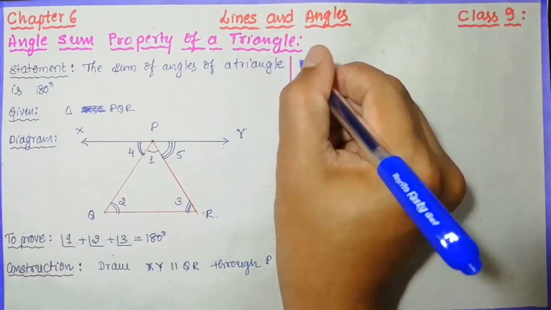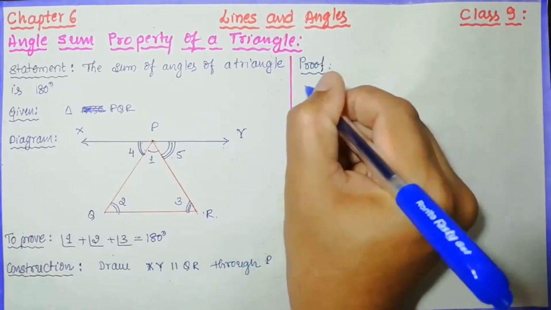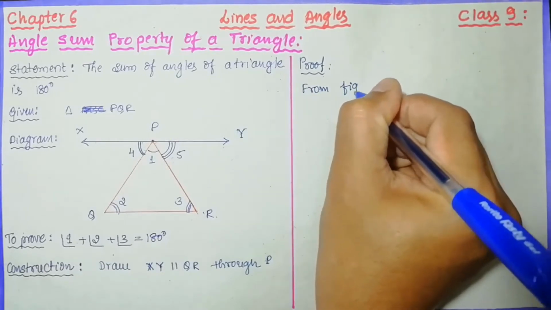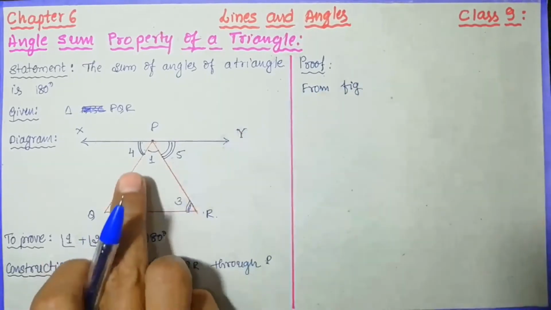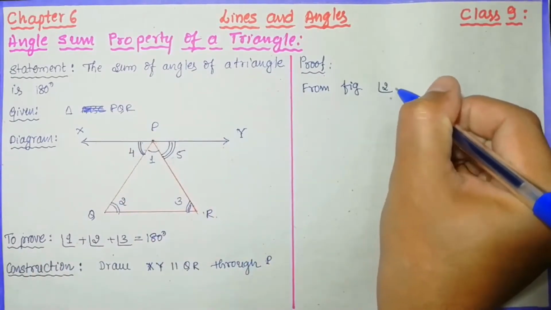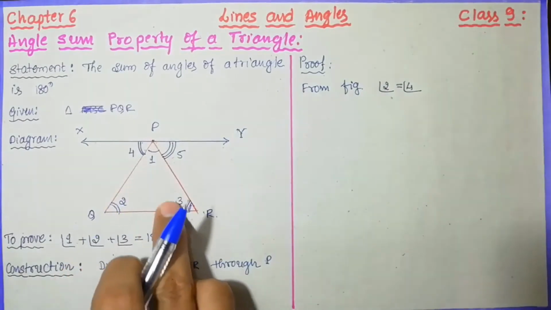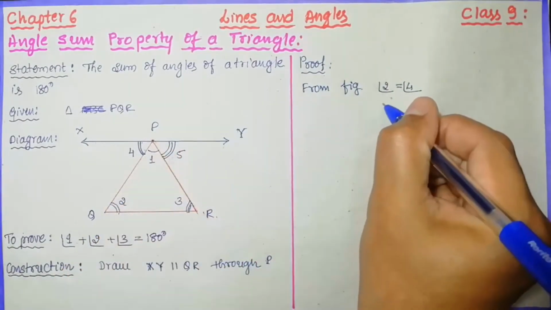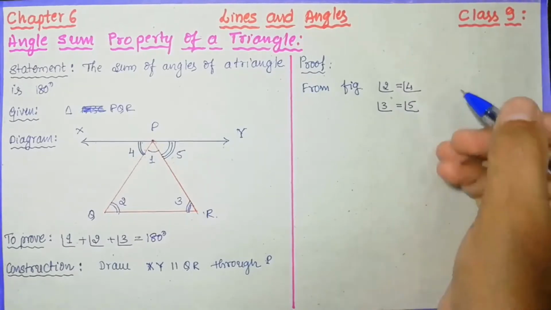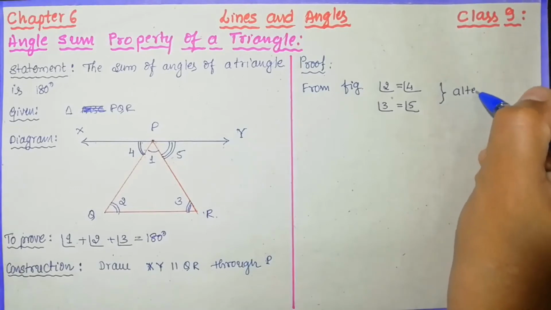Now I'm writing the proof. From the figure, I'm going to write it like this: angle 2 is equal to angle 4, and angle 3 is equal to angle 5. The reason, write it commonly, is alternate angles.